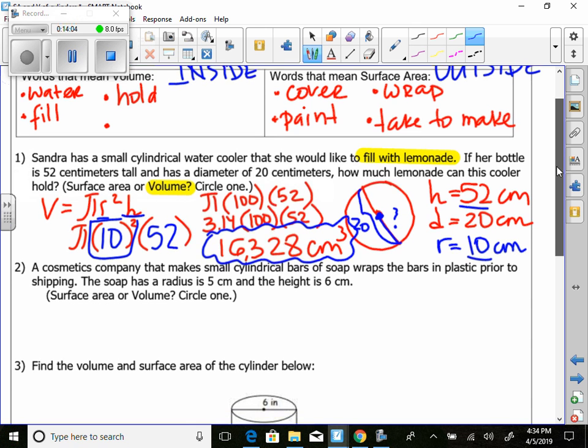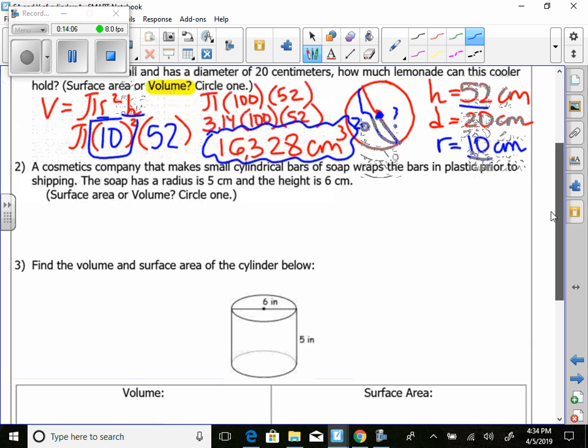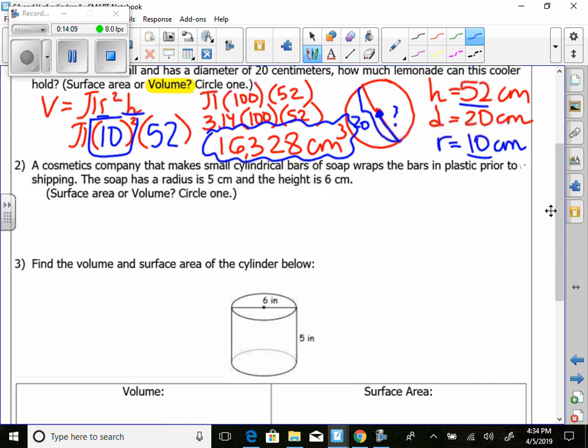All right, next question. A cosmetic company that makes small cylindrical bars of soap wraps the bars in plastic prior to shipping. The soap has a radius of 5 centimeters and a height of 6. Is this surface area or volume? That's the first question. So let's go back through the question. Cosmetic company makes small bars of soap and it wraps them in plastic. So what they do, they wrap it on the outside. And the outside means it is a surface area kind of question.